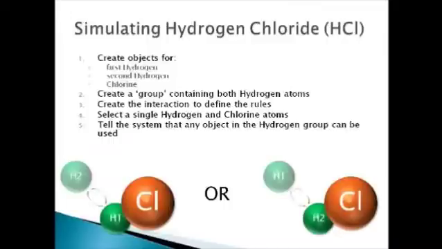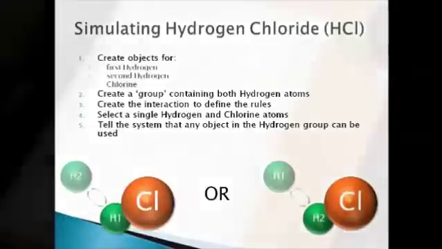The user must introduce each object to the system, create a group to define a common type between the two hydrogen atoms, and then create a set of rules to create an interaction between a single hydrogen atom and a single chlorine atom. The user can then clarify with the system that they are wanting to use any hydrogen atom, not just that specific one.